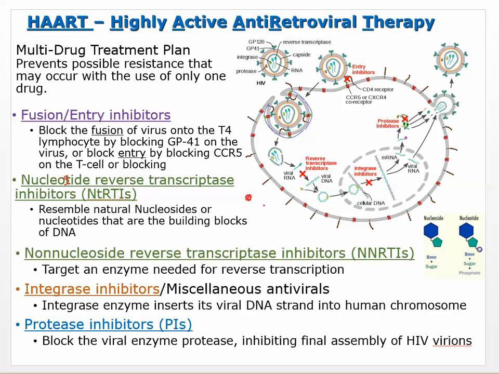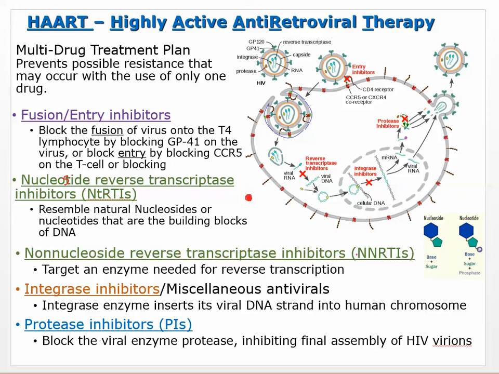Oh gosh, I can't put it together right now. But you can give a drug that mimics the T, and then what happens when that tries to be put into the DNA, then it falls apart. It doesn't work because it's not the right thing. Okay, so they resemble natural nucleosides or nucleotides that are the building blocks of DNA.